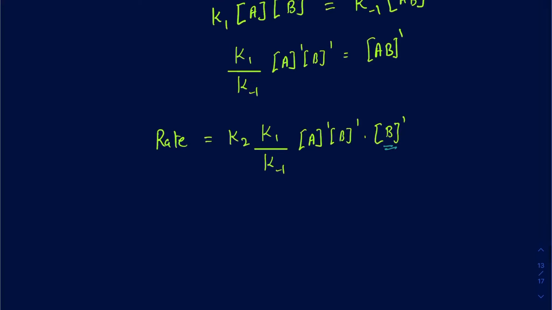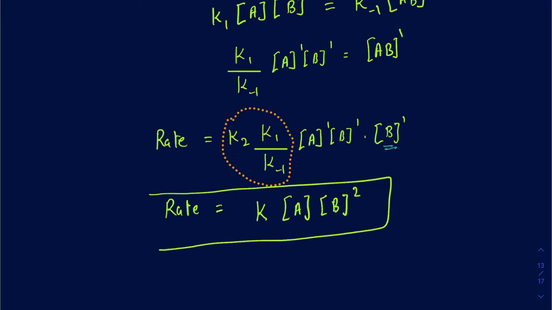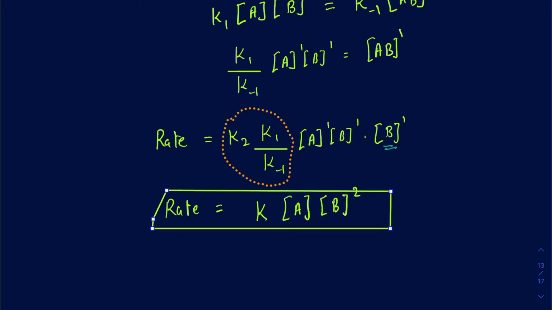Then let's simplify and see what we have left over there. It's going to be rate equals to this. All three constants we have here, K2, K1, and K minus 1, are going to be constants. If you multiply all these constants, you're still going to get a constant. So I'll just write K instead of writing all those K1 and K2. Then I will have A, which is going to be first order, and B, which is now going to be second order. So this is going to be your overall rate law expression for this particular reaction.